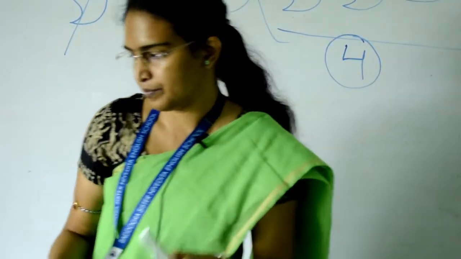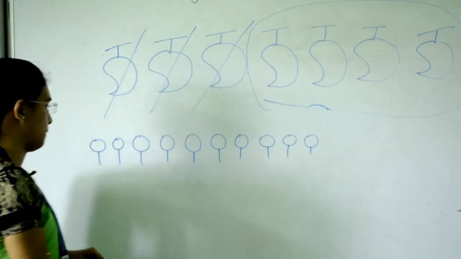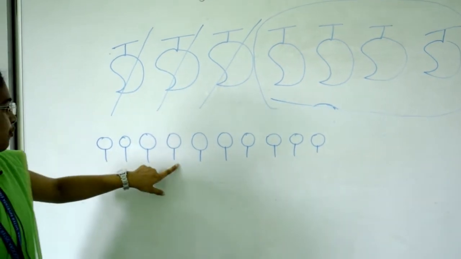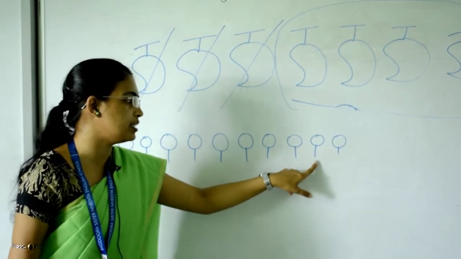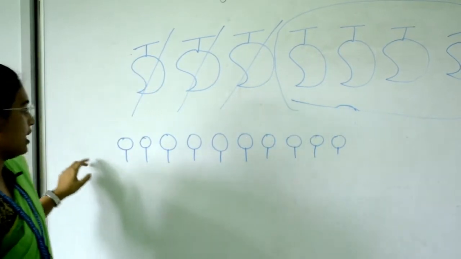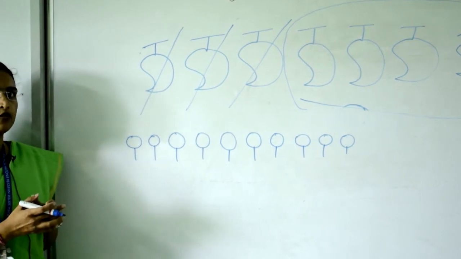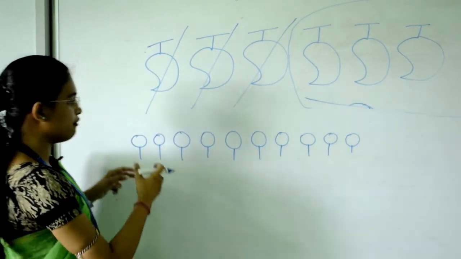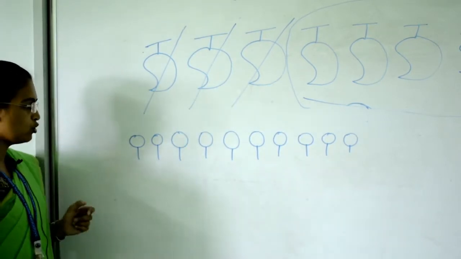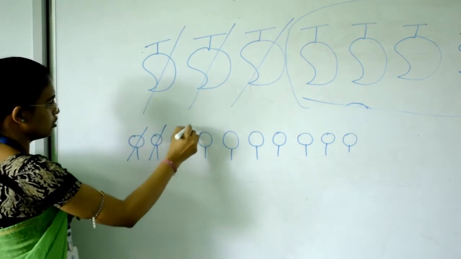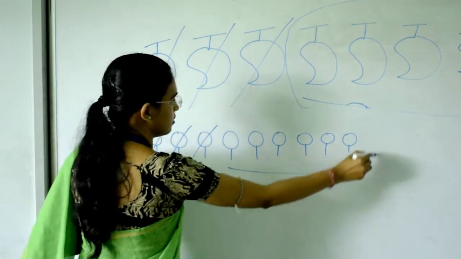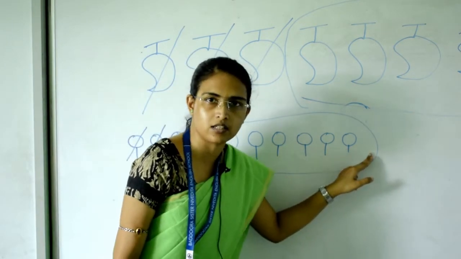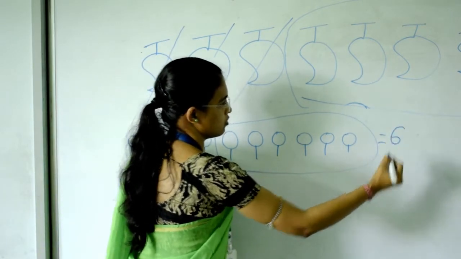Now we will do this one. Okay, how many lollipops are here? 1, 2, 3, 4, 5, 6, 7, 8, 9, 10. We have 10 lollipops, okay? And what do we have to do? We have to add? No, we have to subtract. That means subtraction means take away. We have to take away 4 lollipops. I have written 4 lollipops. Okay. So what do we have to do? We have to cut 4 lollipops. 1, 2, 3, 4. So how many are left? How many lollipops are left? 1, 2, 3, 4, 5, 6. Okay.